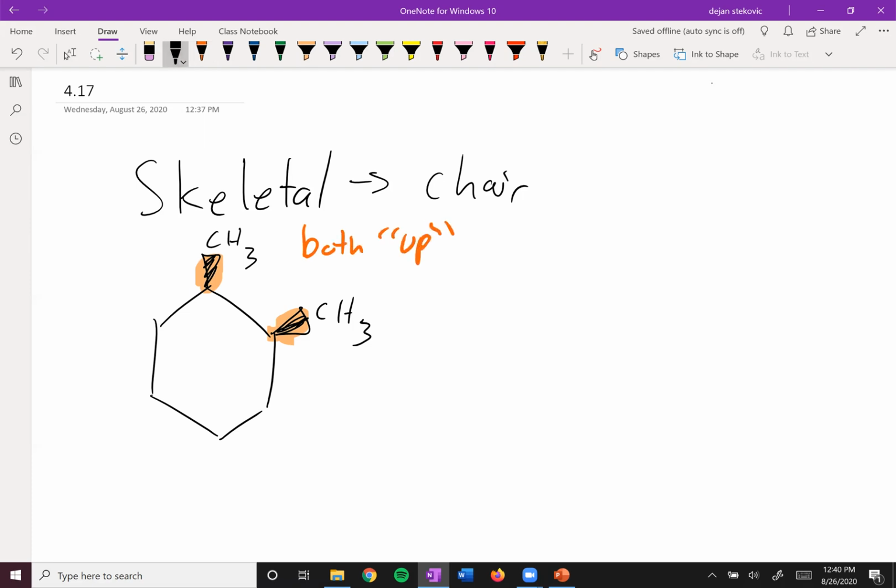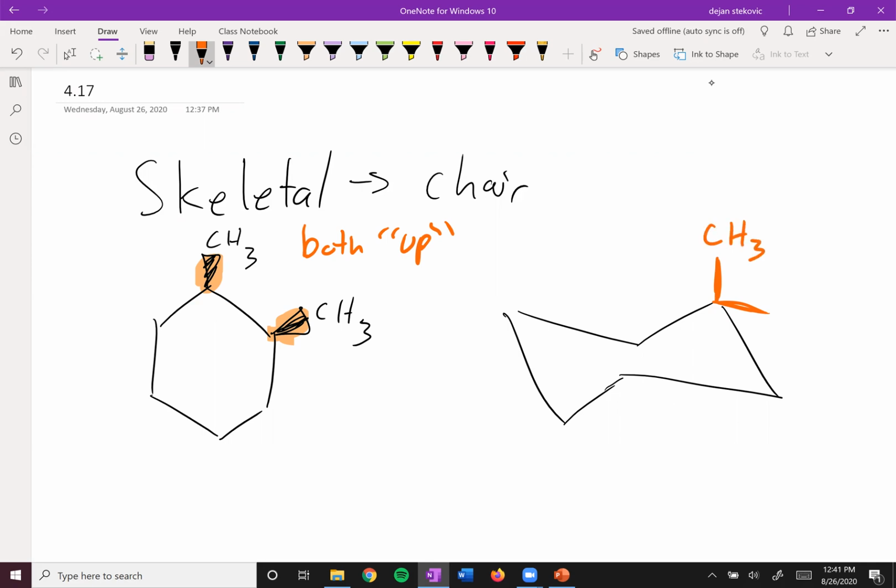And so let's go ahead and draw a chair picture of this. Right, and so we'll just arbitrarily select this carbon to become this carbon. And so we have two positions, right? We have the axial going over here, and then the equatorial going over here. Well, if we're thinking of our methyl group as up, we should put it up here, right? So it's going to occupy the axial position.